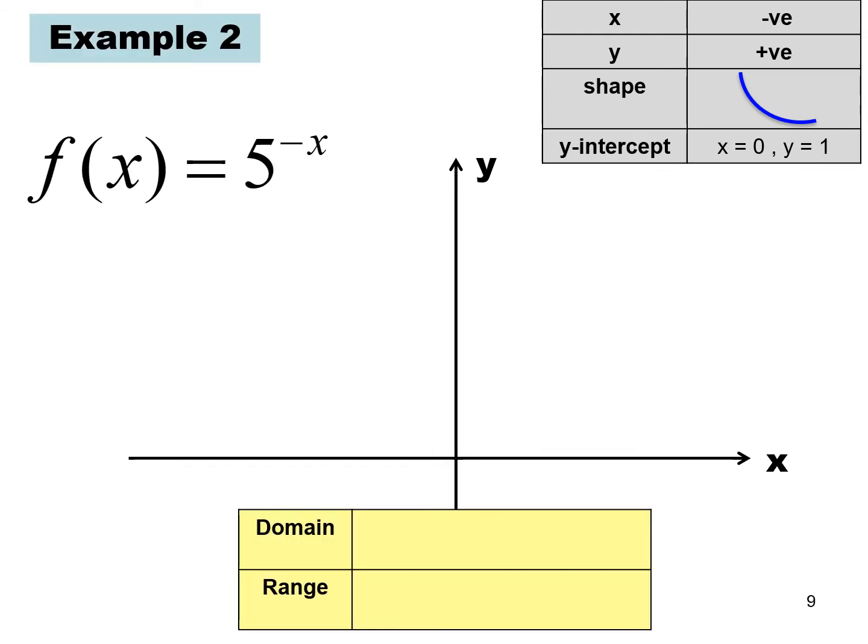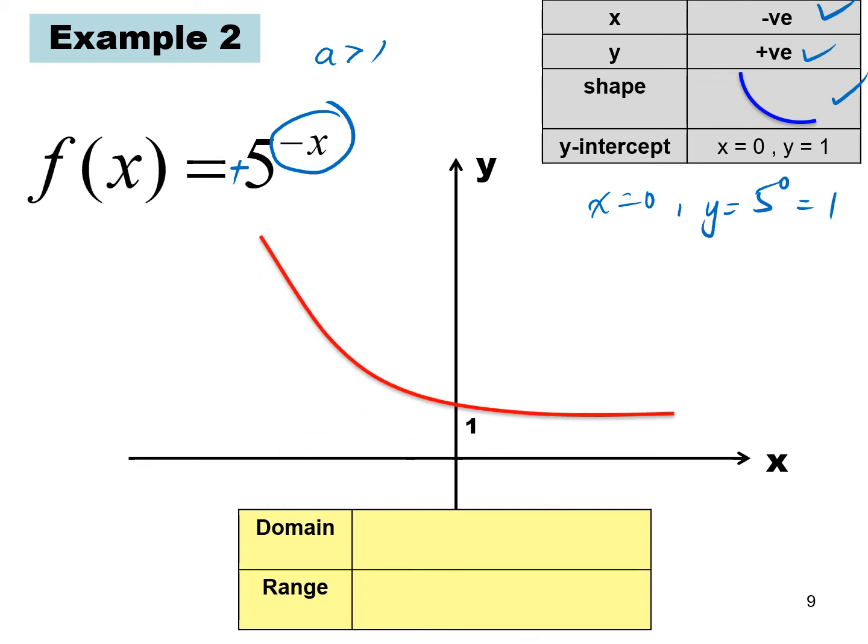Okay, let's try this example. We have x negative here, correct? And y is positive, correct? And a is greater than 1, which is 5. So for the shape, we can see that x is negative on the left-hand side, y is positive here, so the shape is like this. And then when x is 0, we get y equal to 1. So the graph is like this. From here we can see the domain is negative infinity to infinity, and the range is 0 to infinity.